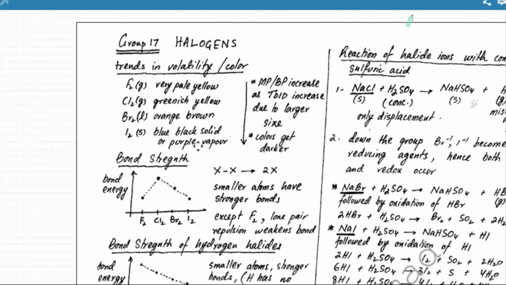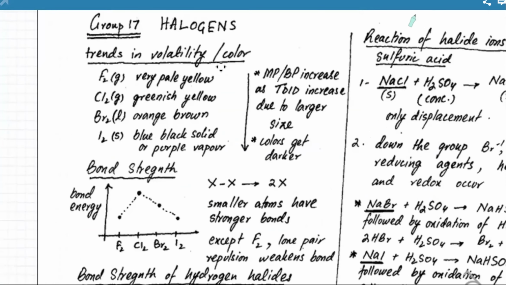Thank you. So let's start a bit about halogens. The first thing is the trend in volatility and the color. So halogens, starting with fluorine, chlorine, bromine, and iodine, are all diatomic. The first one has a very pale yellow color, or you can say it has no color at all. The next one is greenish yellow. Bromine is an orange-brown or reddish-brown liquid, which is kind of volatile as well. And iodine is a blue-black solid or purple vapor.